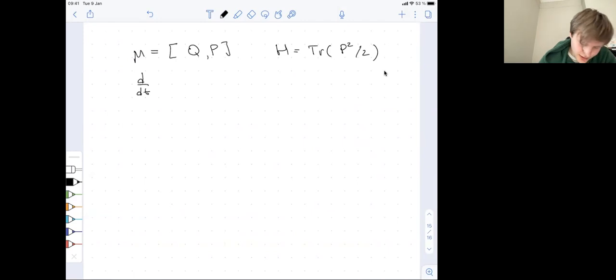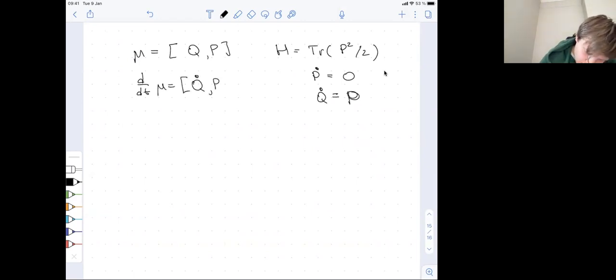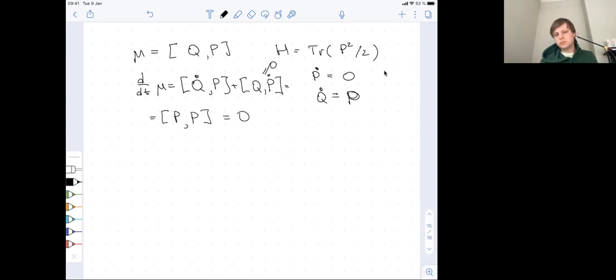and it's very easy, because if I take the derivative with respect to t, and the dynamics is given by p dot equals 0, q dot equals p, then d mu is just q dot with p plus q p dot, right? And this is automatically 0 because p dot is 0. And this thing is just p with p, and it's also 0. So that is what we are getting here, right?